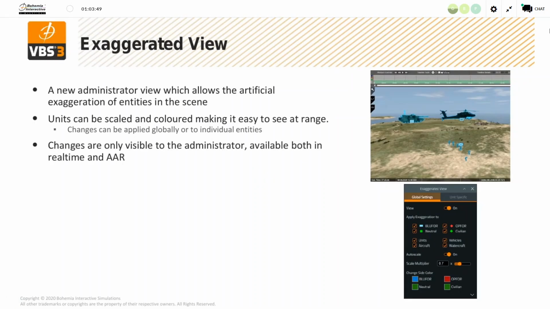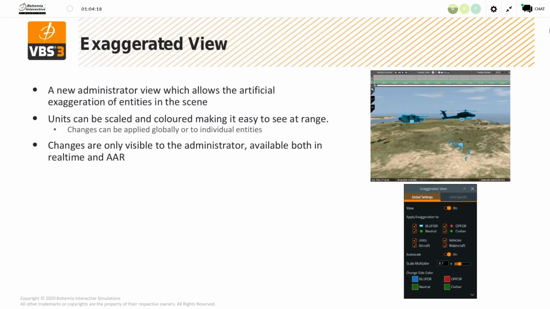Exaggerated view. So this is another relatively common request. So exaggerated view essentially is an administrator tool that allows you to exaggerate entities in the scene. Particularly useful if you're doing a large-scale exercise or you're presenting the current situation to higher-ups or to an audience. This is a purely admin tool. It doesn't affect what the trainees see.